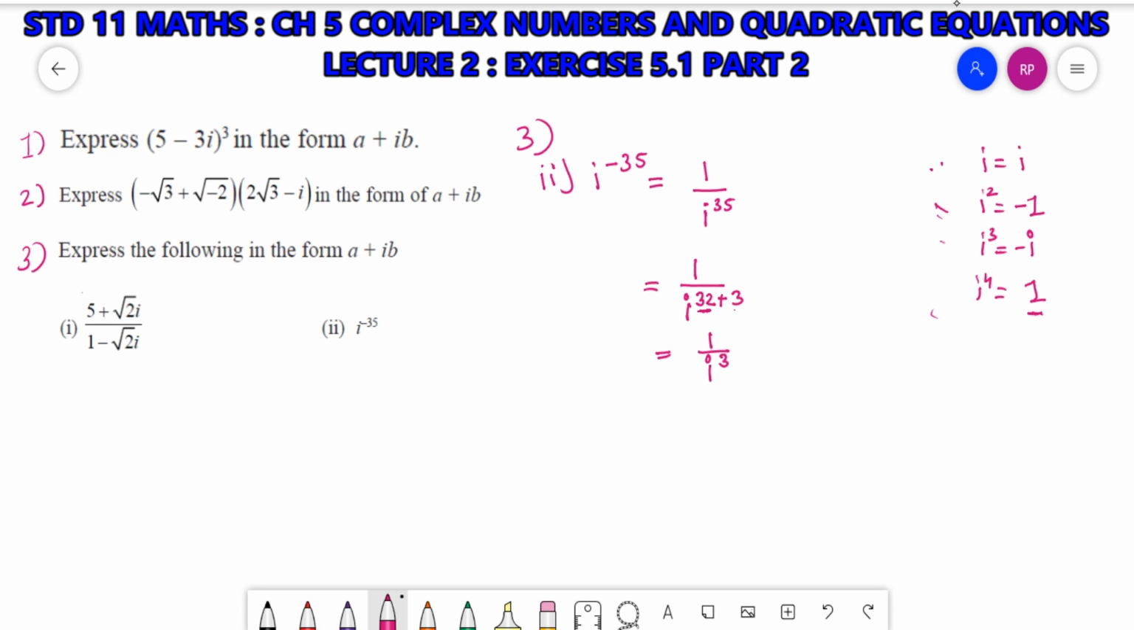Now we know that the value of i cube is minus i. So this will be equal to 1 upon minus i. Now the value of 1 by i, we are using its shortcut, that is equal to minus i. So minus of minus i, that will be equal to plus i. So this is equal to 0 plus i. This is in the form of a plus ib, where a is equal to 0 and b is equal to 1. Clear? So just note down this question.